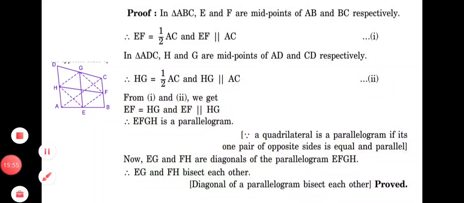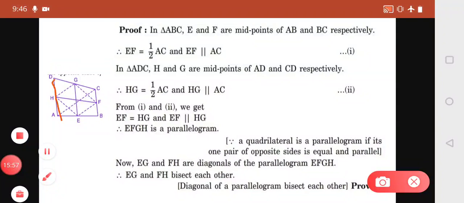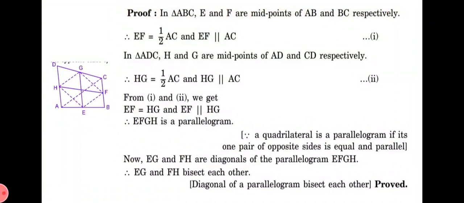Similarly, in triangle ADC, another triangle ADC, we know that H is the midpoint of AD and G is the midpoint of CD. So we get HG is equal to half AC and HG parallel to AC. This is also by midpoint theorem, and let it be number 2.